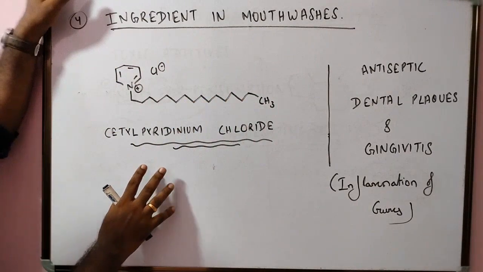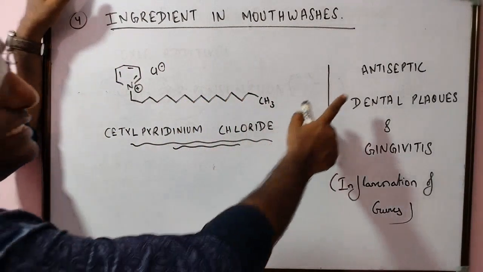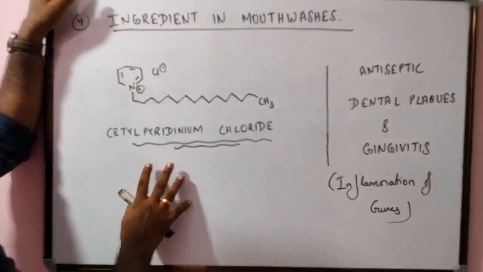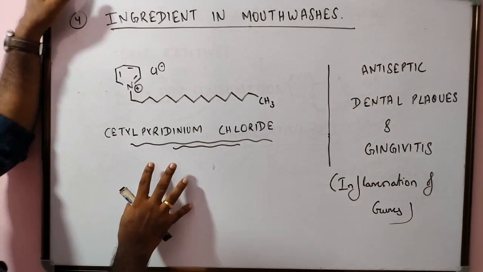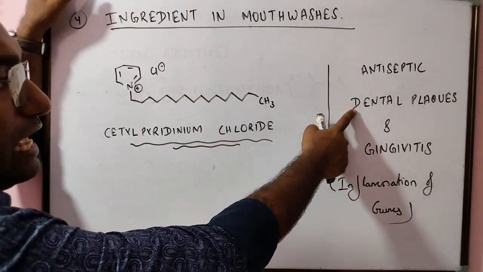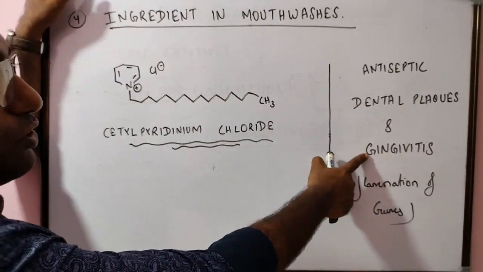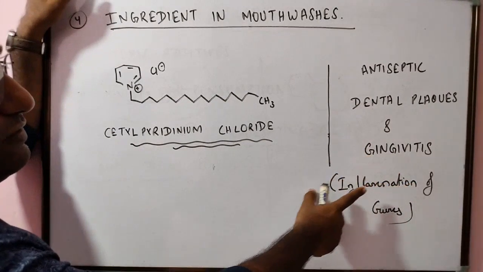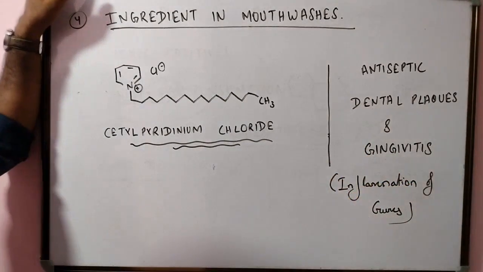This is used because it is known for its antiseptic property. Cetylpyridinium chloride is known to prevent dental plaques and is used in the management of gingivitis. Gingivitis is the inflammation of gums.